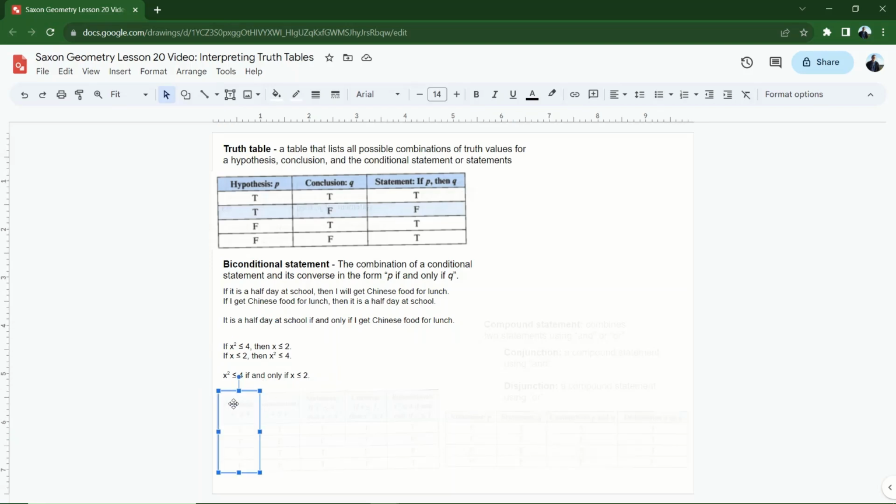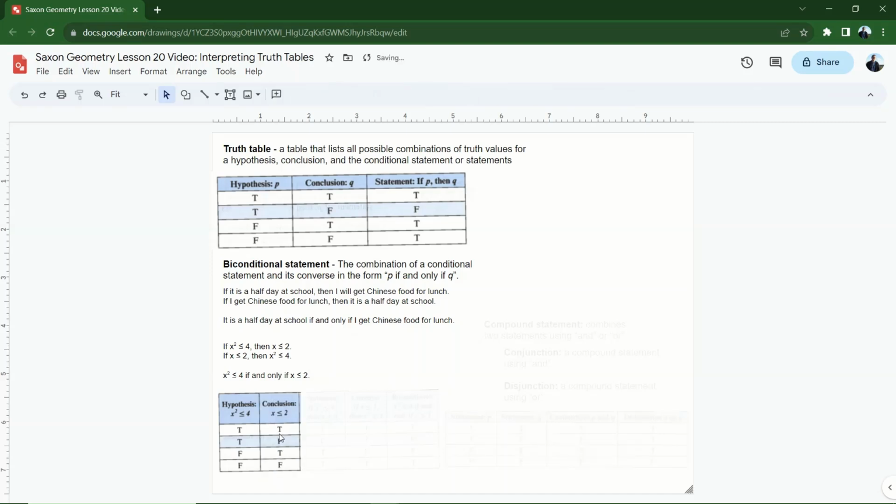Okay? Now, let's take a look at how we could figure this out with truth tables. What is my hypothesis? In this statement, my hypothesis is x squared is less than or equal to 4. And I'm just going to fill up my hypothesis column as I always do. What is the conclusion? The conclusion is x is less than or equal to 2. And I'm just going to fill in my conclusion column the same as always. True, false, true, false. So the hypothesis column is true, true, false, false. And then the conclusion column is true, false, true, false.